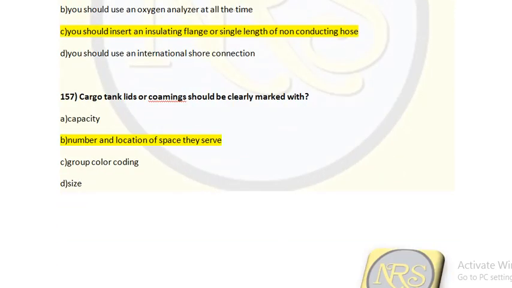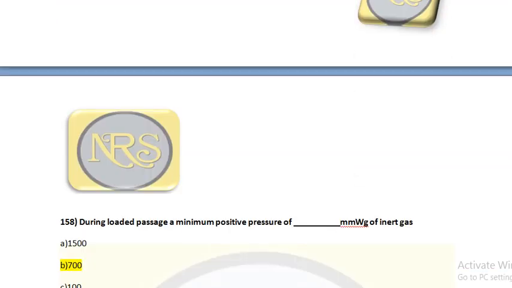Question number 157. Cargo tank lids or coamings should be clearly marked with option A, capacity, option B, number or location of space they serve, option C, group color coding, option D, size. The correct answer is option B, number and location of space they serve. Each cargo tank lid and coaming will be embedded with welding marks. The number and location of the space it is serving. Not only by the stencil, it will be embedded with the welding marks. Welding beads will be there. So for question number 157, option B is the correct answer.